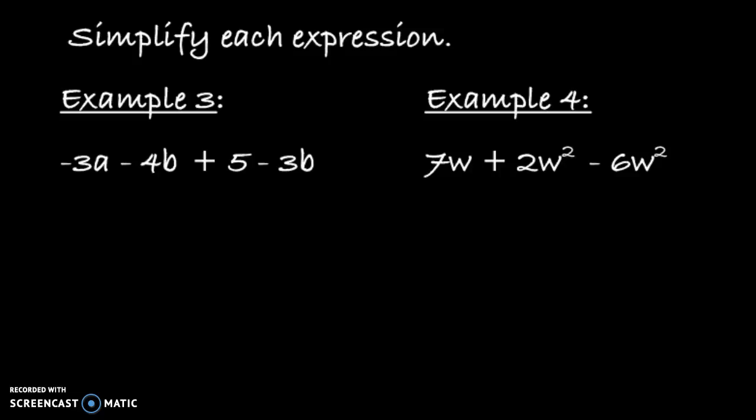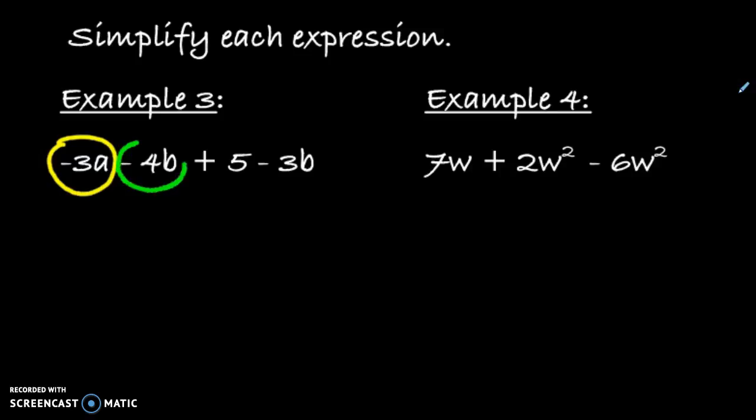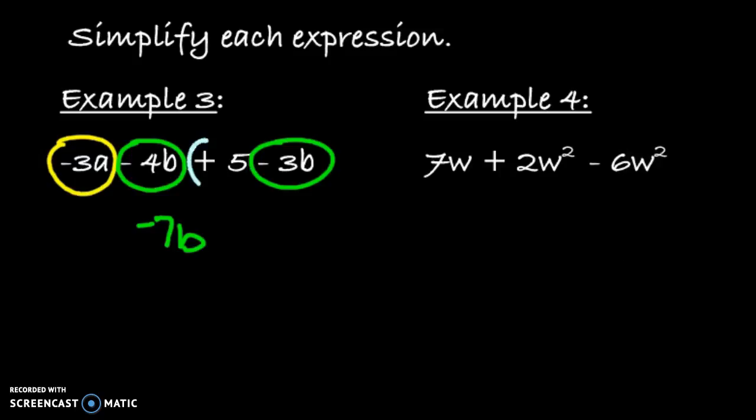All right, so again, I'm going to look for like terms. If I look at this, I've got negative 3a. It stands alone because there's no other term here that has a's in it. If I look for my b's, I see a negative 4b and a negative 3b. When I combine those, I get negative 7b. And then last, I have that 5. There's nothing really there to combine with it, so it's going to be alone.